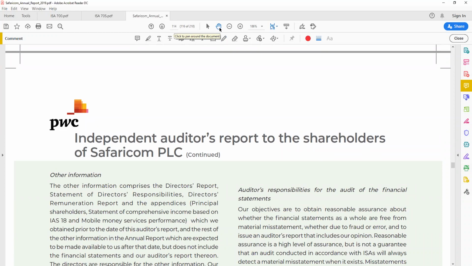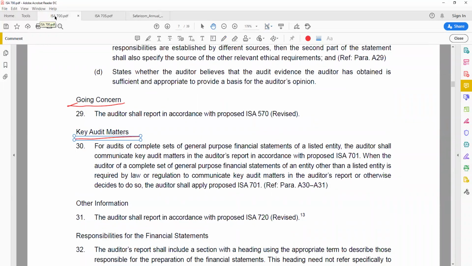Anyway, back to ISA 700. The other thing is what we call other information. This other information is about whether you have anything else, over and above the requirements of the ISA, that as an auditor you are meant to perform. For example, are there other things you are meant to carry out as per the requirements of the Kenyan Companies Act?